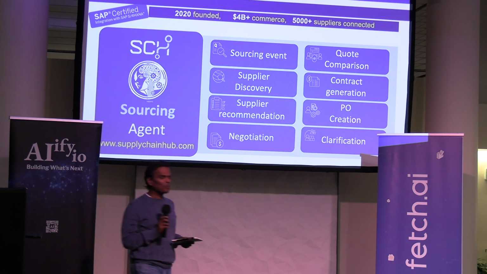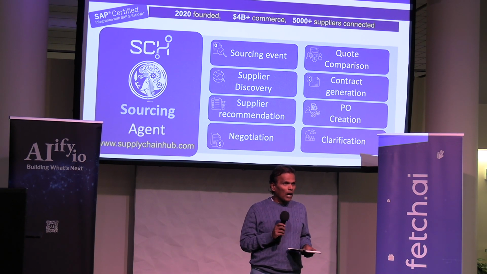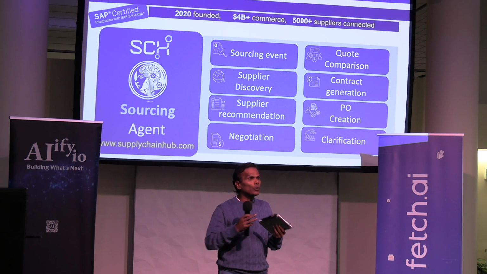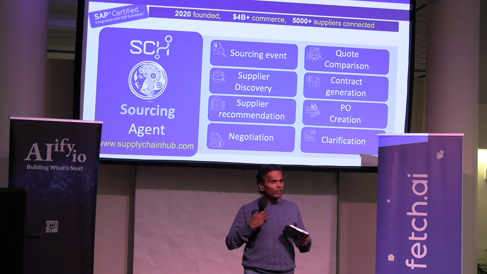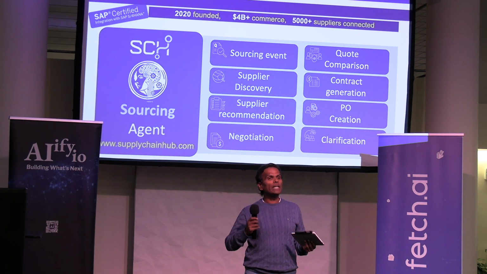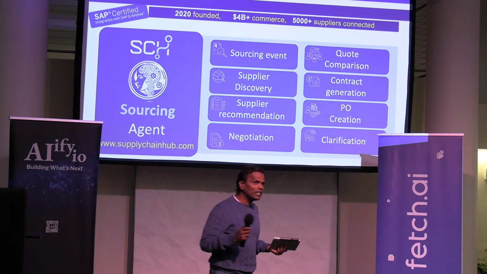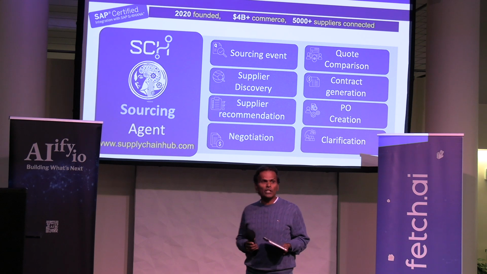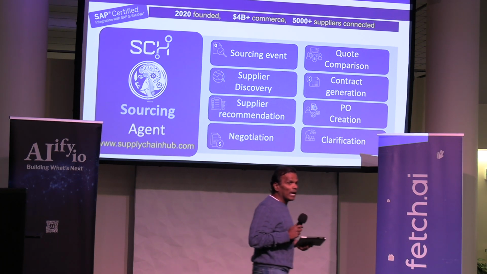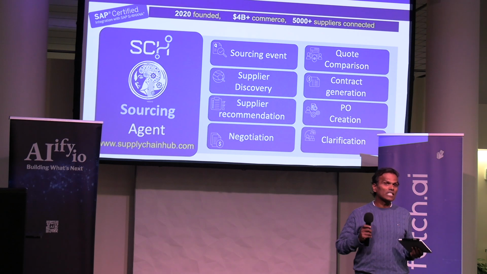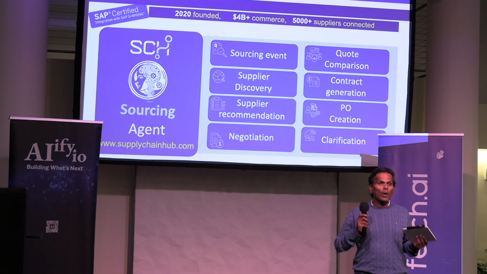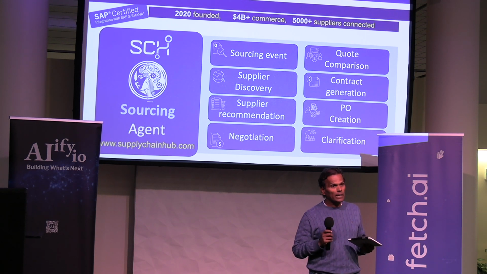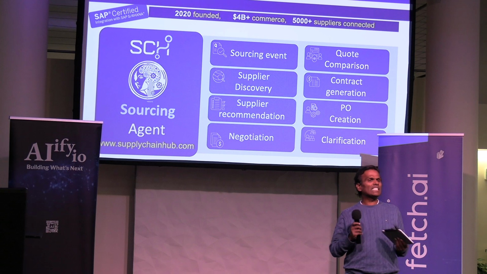Hello, good day. We are Supply Chain Hub. What we do is, we are the users of the AI application. You all build the AI tools. We will use that to save money for our clients. So how do we do it? Before that, we were founded in 2020. We launched our product around 2 years back. In our product, we have connected 5,000 supply chain partners, people who are trusting us and conducting commerce worth $4 billion.